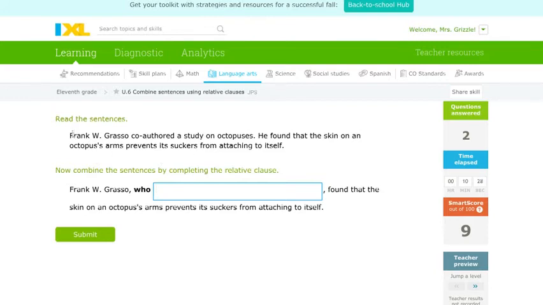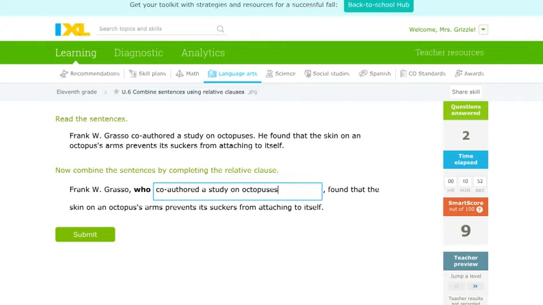And what they're kind of wanting us to do is say, Frank W. Grosso, who co-authored a study on octopuses. So we're just going to type that in there. Co-authored a study on octopuses. All right, so there's our relative clause.